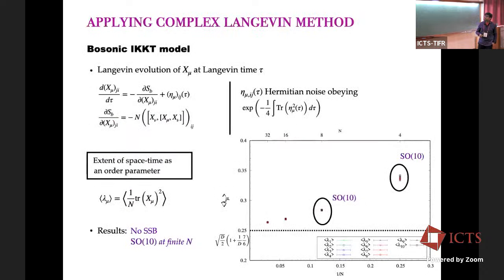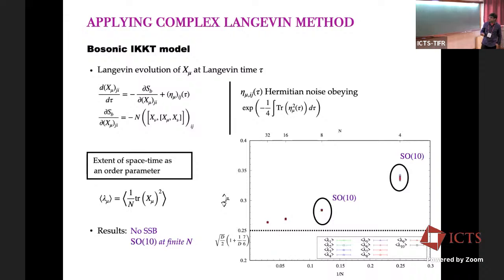So now we can move on to some applications. To test our method, we apply it to the bosonic IKKT model. The Langevin evolution of the bosonic fields is given by this equation. The gradient is as follows, and we have a Hermitian Gaussian noise, which obeys this particular distribution. To probe spontaneous symmetry breaking, we consider the extent of space as an order parameter, which is defined as follows. And on the right, we have the expectation value of this extent for different N cross N matrices.